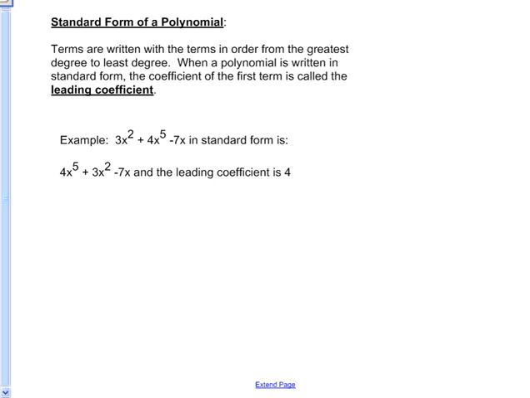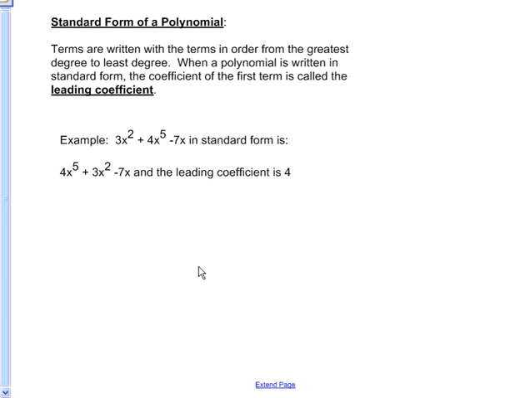All right. The last thing we're going to talk about today with regard to polynomials is what's called the standard form of a polynomial. When you put a polynomial in standard form, you take the terms and you write them in the order of the greatest degree to the least degree. And when a polynomial is written in standard form, the coefficient of the first term is called the leading coefficient.